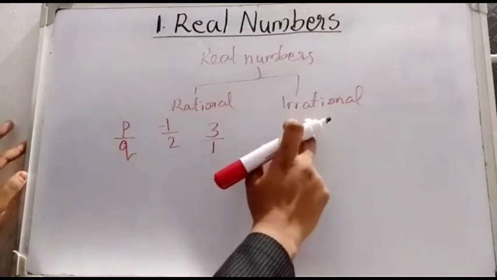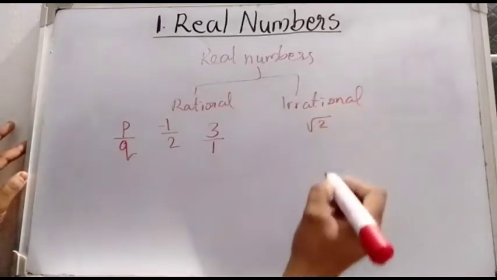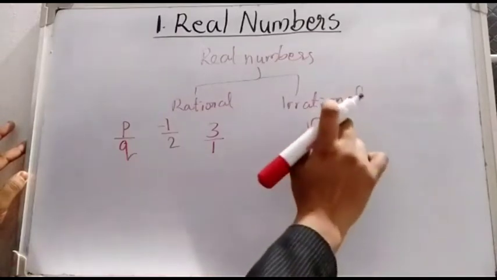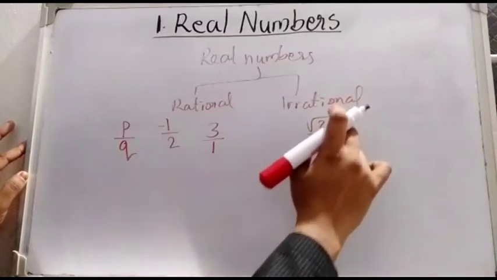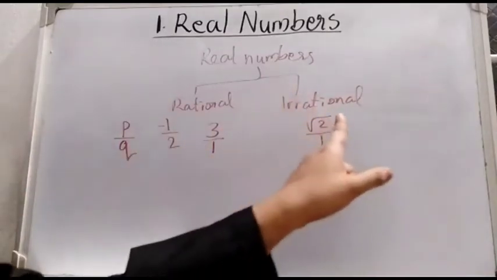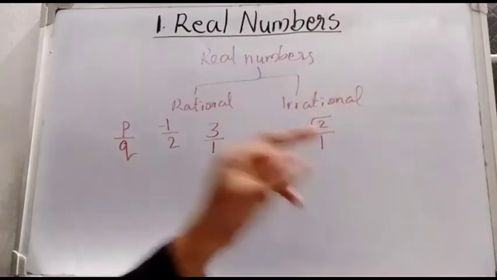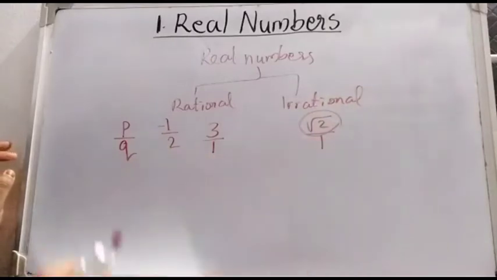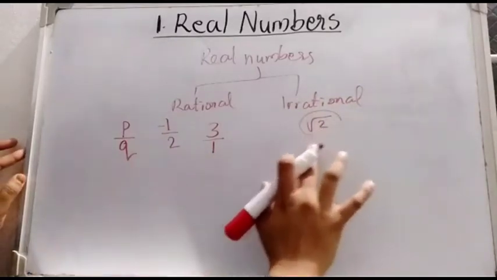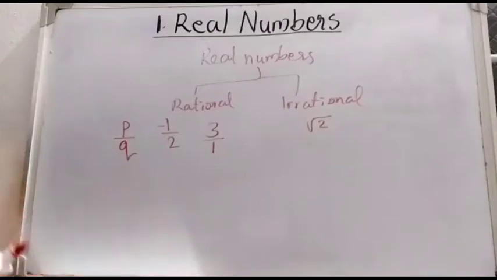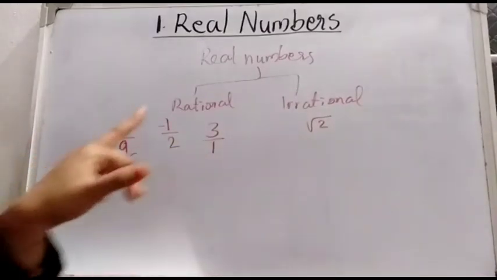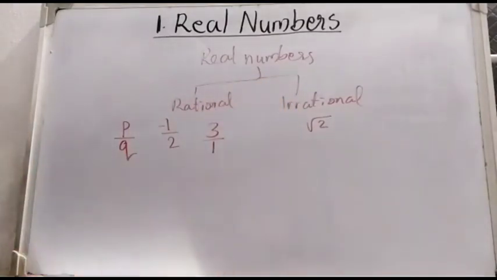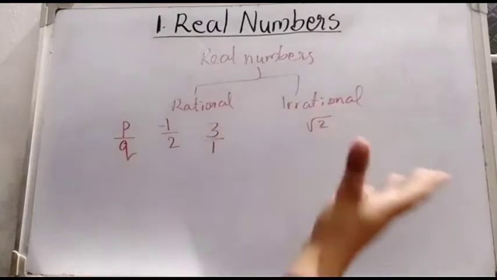Then what do you mean by irrational numbers? For example, root 2. If root 2 is rational, then root 2 and 1 should be integers, but in this case root 2 is not an integer. So root 2 is an irrational number. In this chapter we are going to learn some properties of rational numbers and irrational numbers.